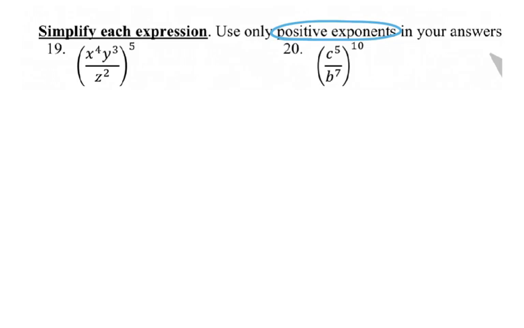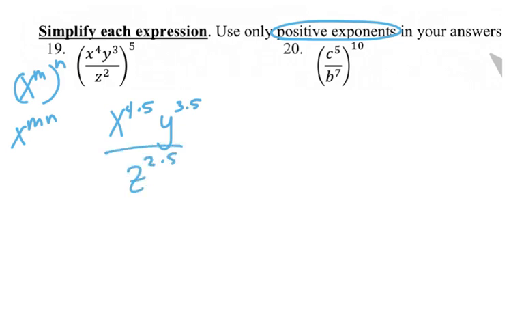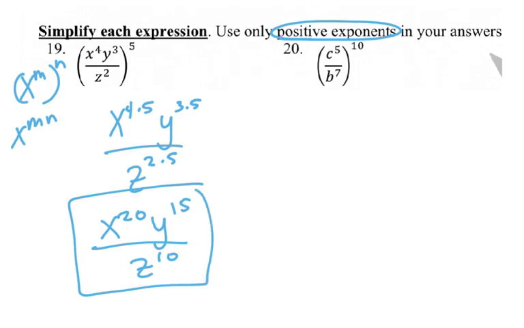So number 19, if you look at what's inside the parentheses, there's nothing that could be simplified. I can't cancel x's and z's, for instance. This is a power of a power rule, because I have things to a power given more power. So if you look back at your rule, the rule is multiply your exponents. Remember, x to the m to the n would be x to the m times n. So I'm going to take x to the fourth times 5, y to the third times 5, over z to the second times 5. That's going to give me x to the 20th, y to the 15th, over z to the 10th. And that will be my simplified answer for number 19.